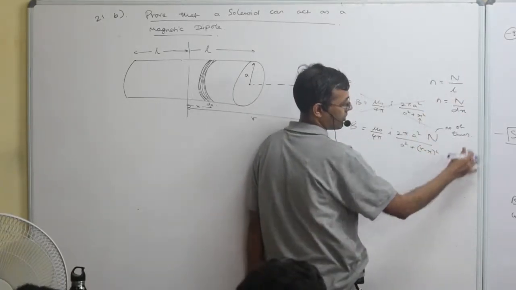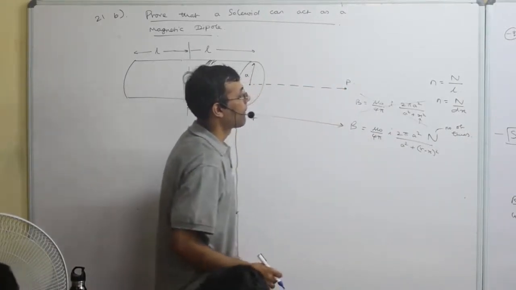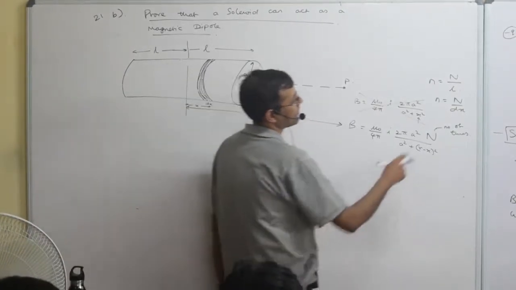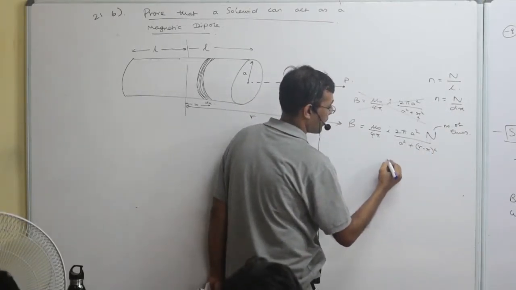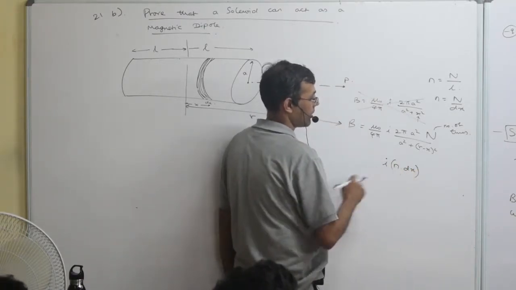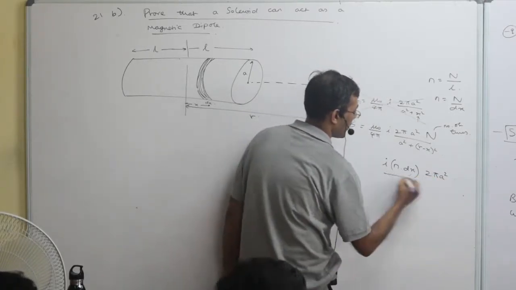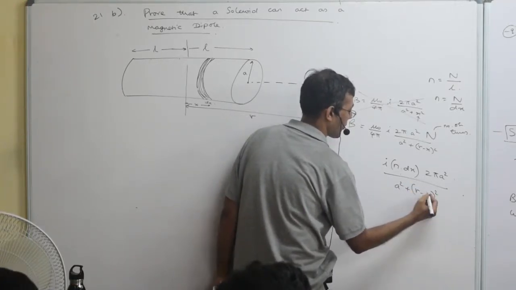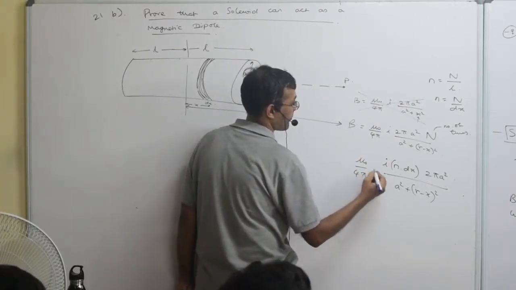Okay, so take these things on the side. Only then will it make sense, because this is the main derivation. So I am going to say this capital N can be replaced as n into dx. So I into n into dx gives me the total number of turns. So I into n, 2 pi a squared divided by a squared plus r minus x the whole square, right? Mu naught by 4 pi is a constant.